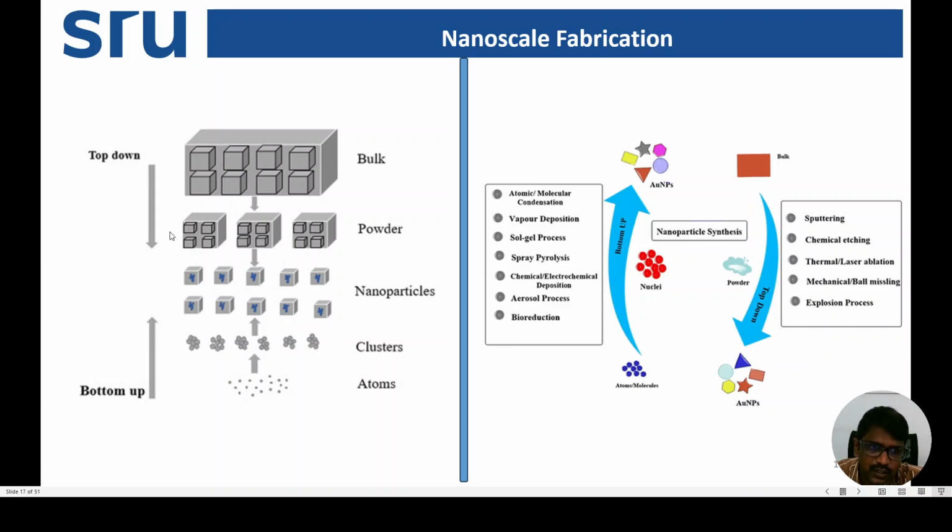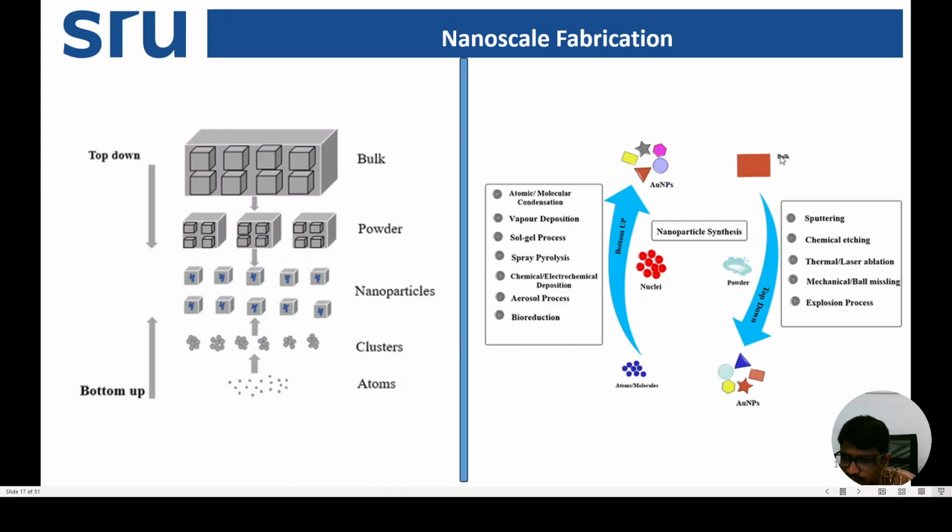Okay, first one is the top down approach. Top down approach means we take bulk material and cut it down again and again so that it comes to nano size, nanoparticle size. That means we take bulk material and make it down to nano size. So that is the top down approach. What are the top down approach methods?